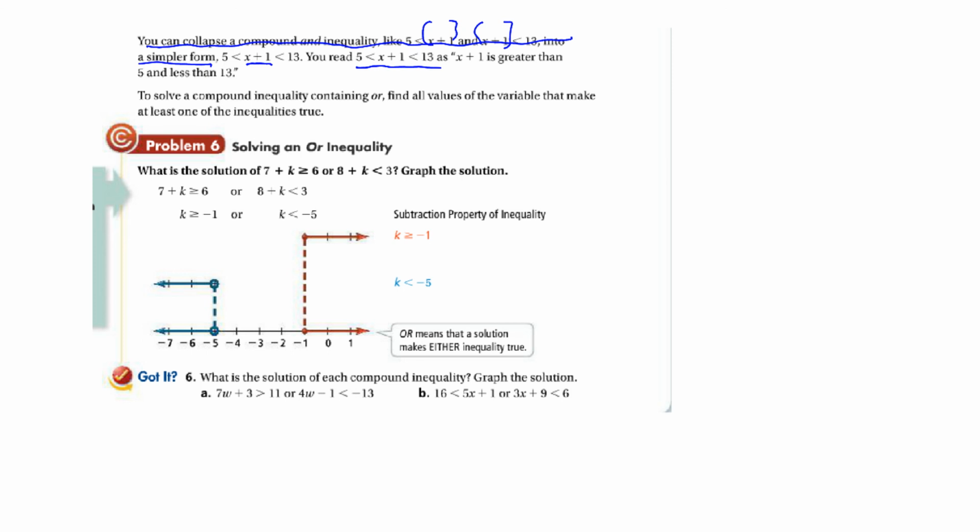Some people can look at that and they can see that overlap solution more easily when it's written like the collapsed compound inequality. Other people like to solve them separately. So whichever way you prefer is okay.